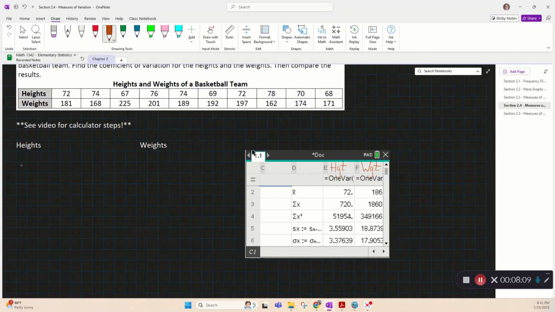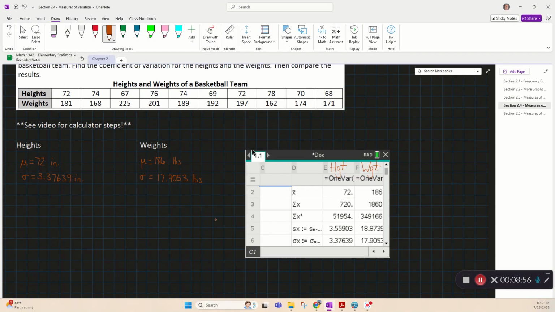So for my height, my mu, the mean, is 72 inches. The standard deviation, it told me, was 3.37639. Okay. For the weights, or this is also in inches. For the weights, the mean was 186 pounds. And the standard deviation was 17.9053 pounds.